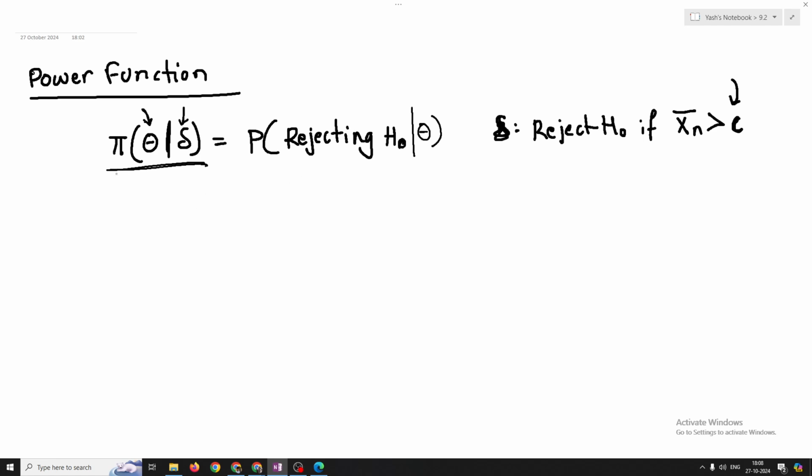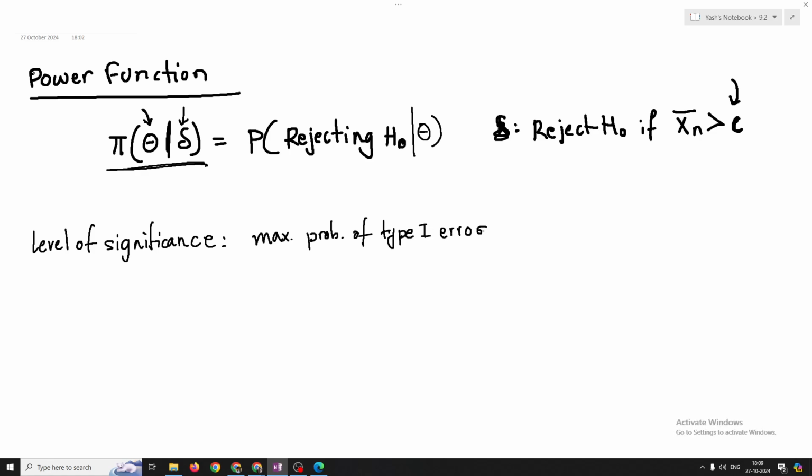Now using this power function we can define your level of significance, right? The level of significance, in words, is just the maximum probability of type 1 error. In words it is just the maximum probability of you making a type 1 error if you follow some test procedure, right? That is what level of significance is.